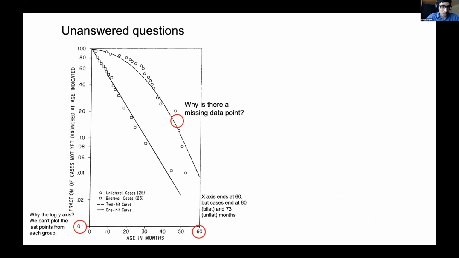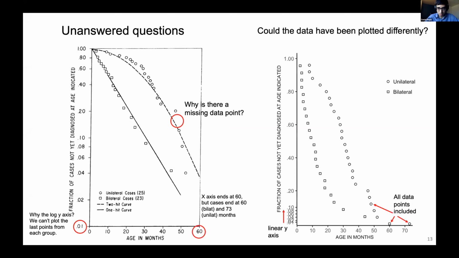Okay, so there are a couple of unanswered questions from this plot. Why was there a missing data point? Could it just have been an error? Also, why was there a log axis? This is data that ranges from 0 to 1, and we're not able to plot the last point from each group. And also, why does the x-axis end at 60? There are actually cases that go beyond that. The last cases end at age 60 months and 73 months.